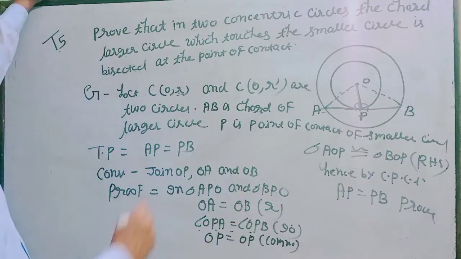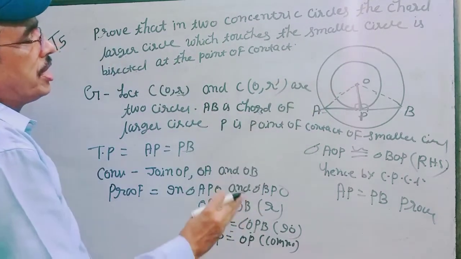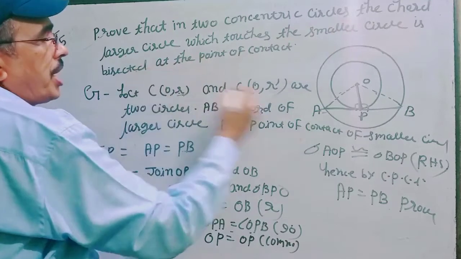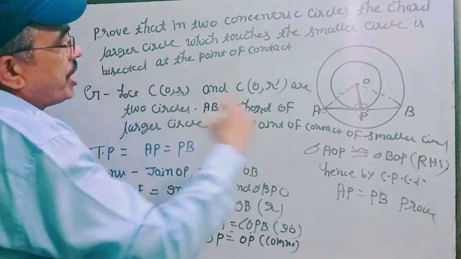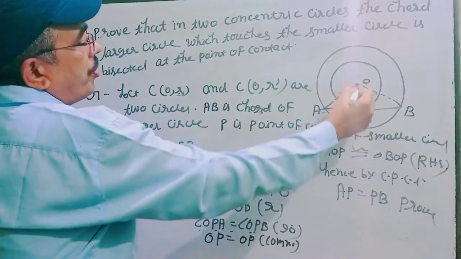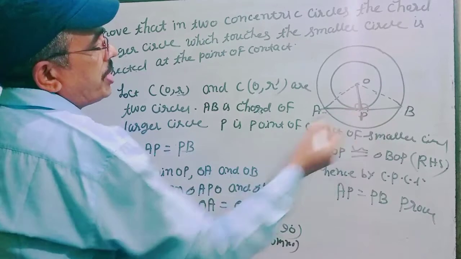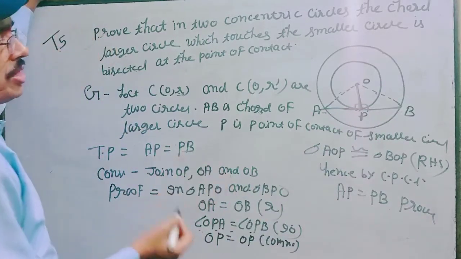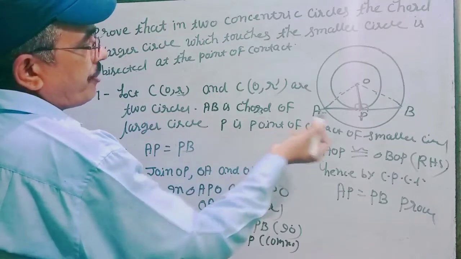So dear student, in this question it is given that there are two concentric circles and the chord of the larger circle touches the smaller circle at a point. Then when we join O and P, P divides this AB into two equal parts. Otherwise, you can say P bisects AB. So first we write what is given.